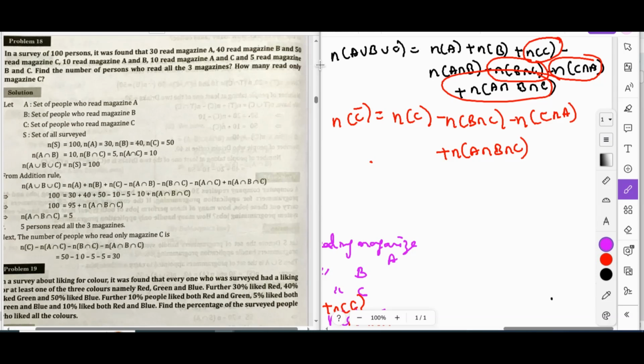Okay. Now, what is n of C? n of C was 50, minus n of B intersection C which was 10, minus 5 and minus 5. So it will be 50 minus 10 minus 20, which is 30. So how many of them read a magazine? See, there are 30 people who read a magazine.